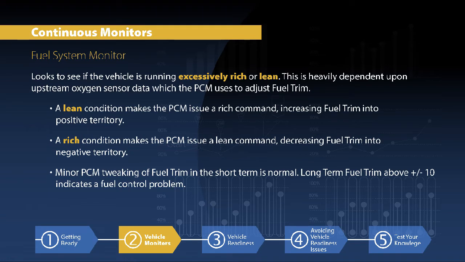The fuel system monitor looks to see if the vehicle is running excessively rich or lean. This is heavily dependent upon the upstream oxygen sensor data, which the PCM uses to adjust fuel trim. A car with a lean condition makes the PCM issue a rich command, increasing the fuel trim into positive territory, while a car with a rich condition makes the PCM issue a lean command, decreasing fuel trim into negative territory. Minor PCM tweaking of fuel trim in the short term is normal. Long-term fuel trim plus or minus 10 indicates a fuel control problem.